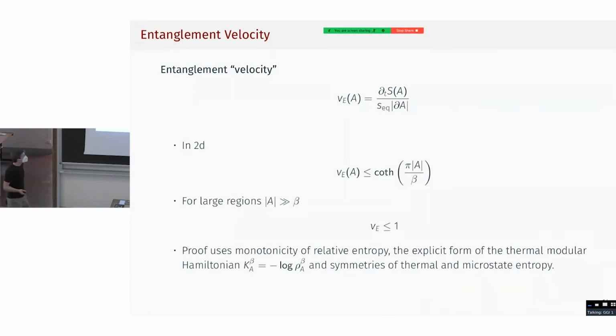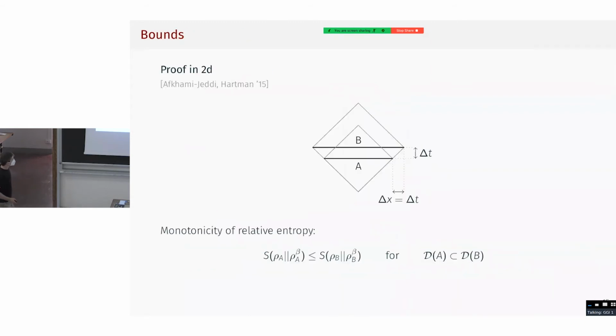Now, I should say, well, two comments here, maybe. First of all, I just want to point out that entanglement velocity is very often discussed in the late time limit, at times larger than beta. But here we're interested in a strict bound which holds at all times. And this is precisely the point: you can prove this bound in two dimensions at all times, but not in higher dimensions.